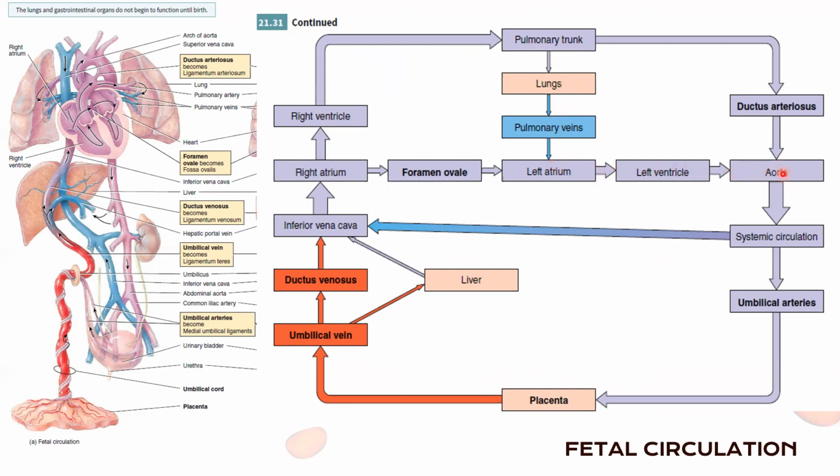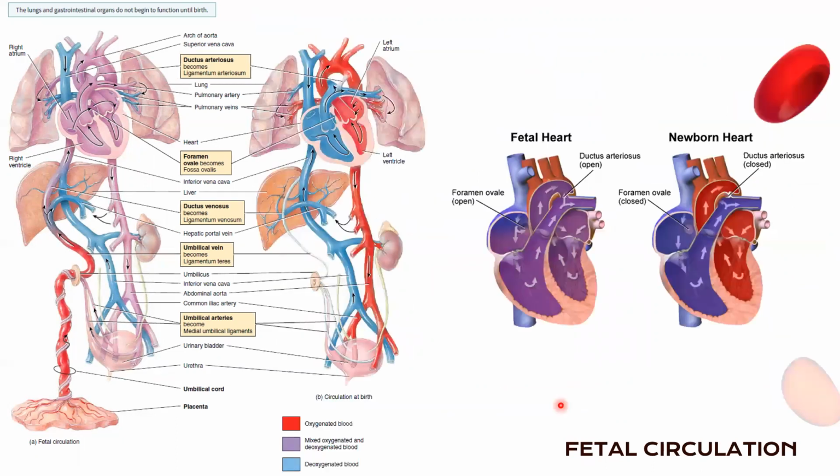Okay, since there's a connection between the pulmonary trunk and the aorta through your ductus arteriosus, blood also could flow from the pulmonary trunk directly to the aorta to the systemic circulation of the fetus, and through the umbilical arteries carries blood, the oxygenated blood, back to the placenta. Fetal, open foramen ovale, and ductus arteriosus, here's the flow.